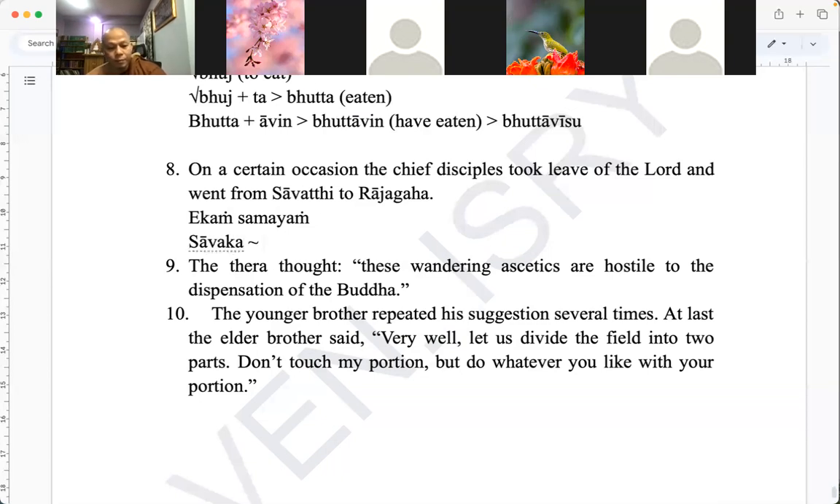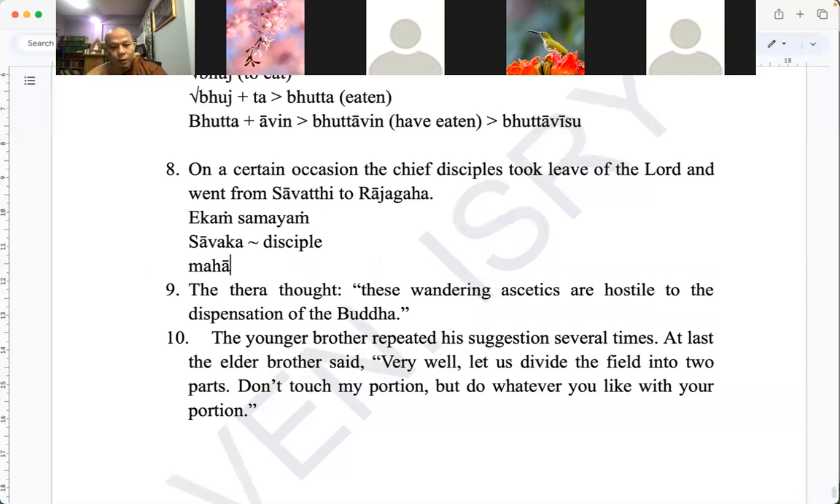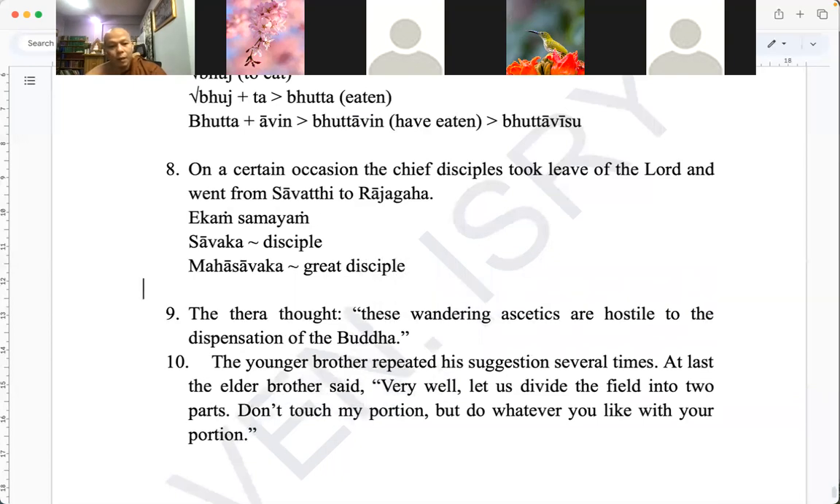So Sawaka, disciple, and Mahasawaka, that is great disciple. So Ega Sawaka is chief disciple, like the Venerable Sariputta and Venerable Moggallana. The others, Mahakasapa, Ananda, Subhuti, and so on, 18 are great disciples, but the others are just disciples. That's in this way. So here the chief disciples, Ega Sawaka, plural.